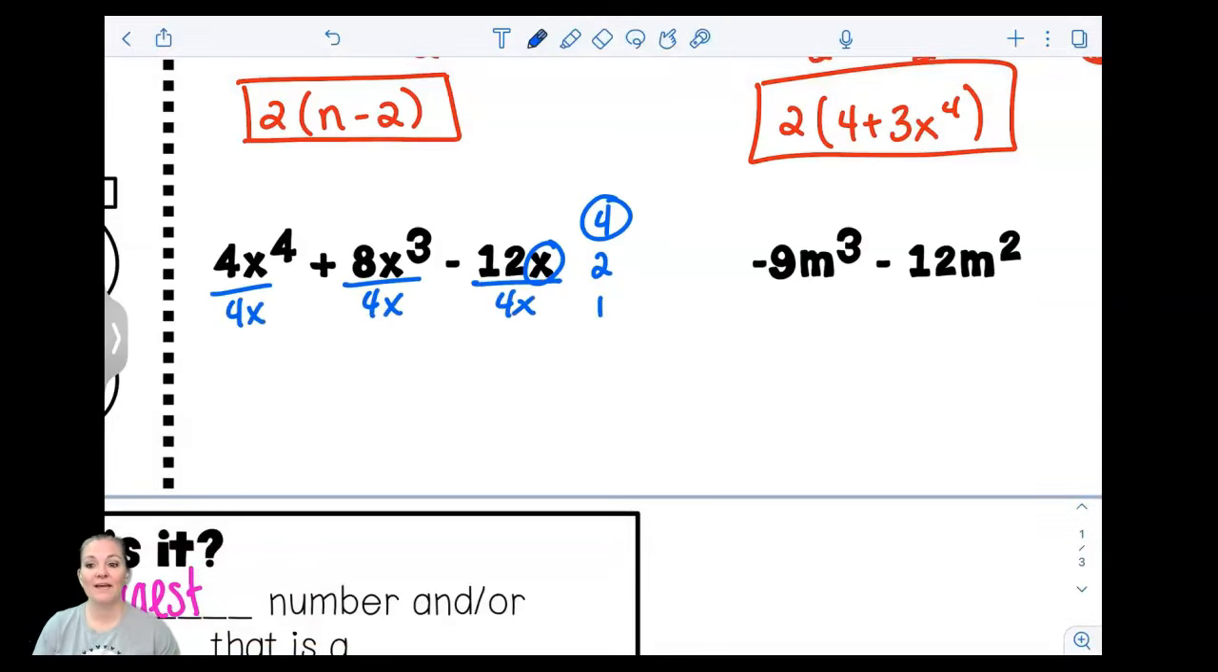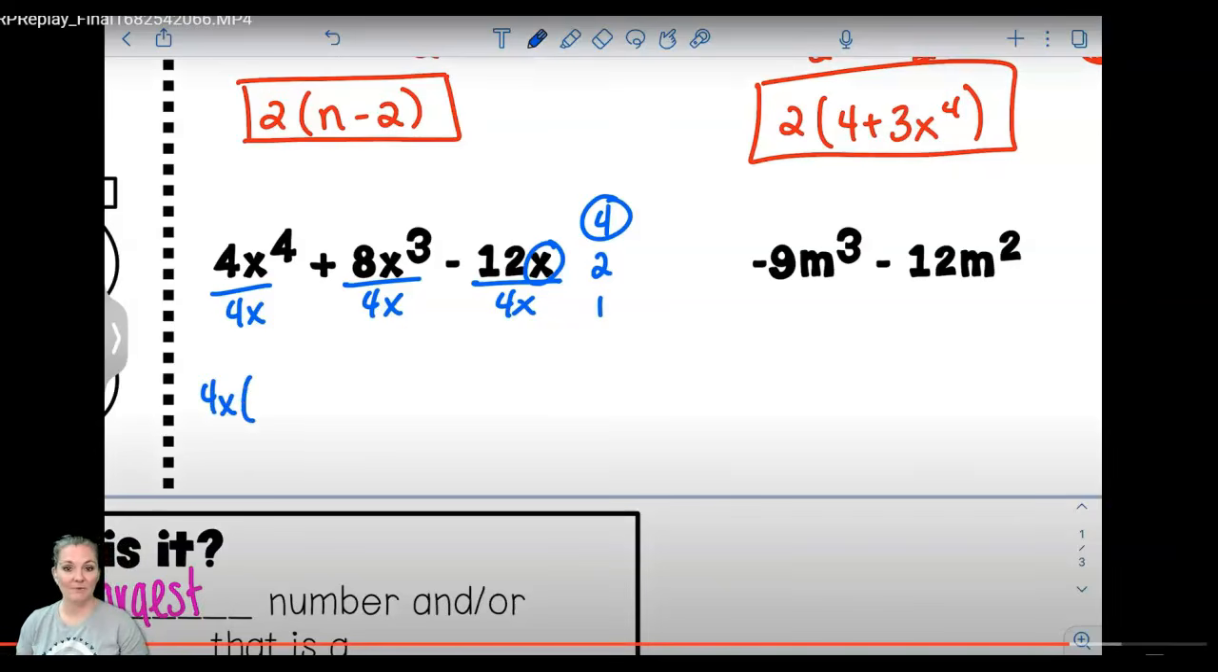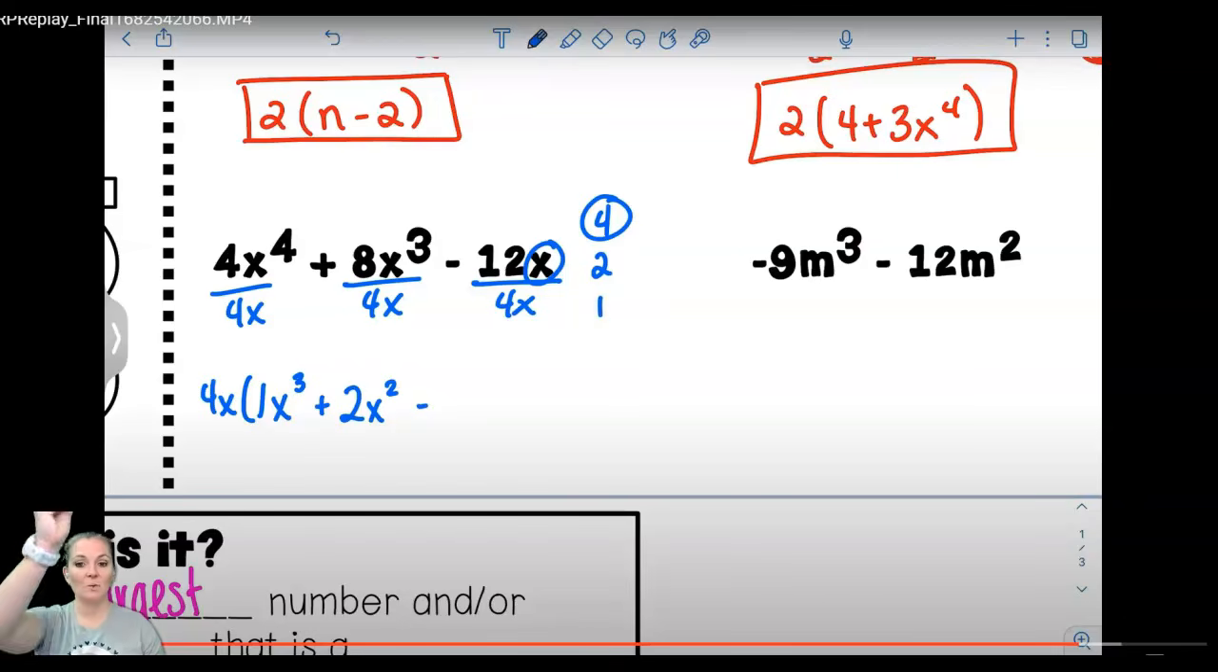And my GCF is going to go on the outside of the parentheses. Now, when I divide this, 4x to the fourth divided by 4x. 4 divided by 4, those cancel. X to the fourth divided by x is x to the third. Now, you can put a 1 there. You don't have to. 8x cubed divided by 4x is 8 divided by 4 is 2. X to the third divided by x is x squared. And then 12x divided by 4x is 3. Again, you could use the distributive property to multiply that back and make sure that you get that top piece back.